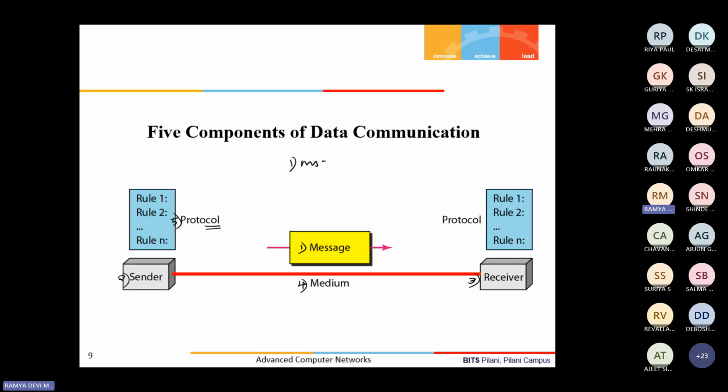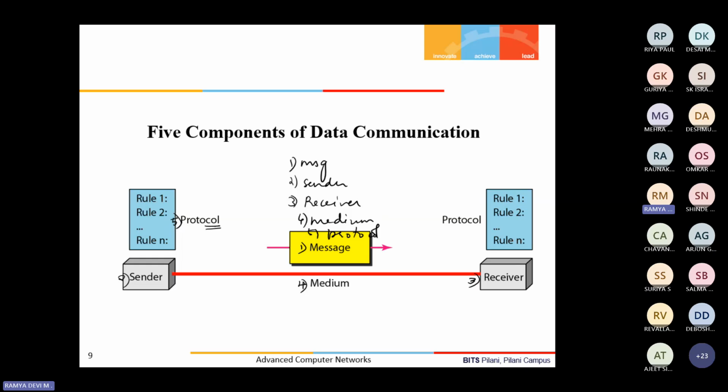So these are the five components. What are the five components? Actual data, that is message, sender, receiver, fourth one is medium, and the fifth one is protocol. So these are the five components of data communication. Now we'll see the network structure.